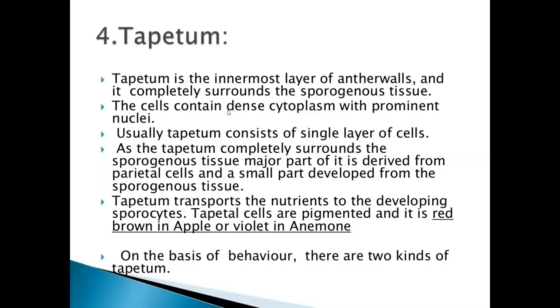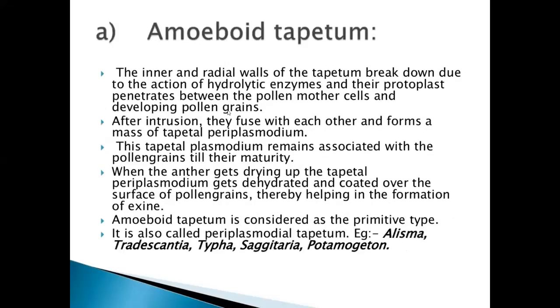The tapetal cells are pigmented. The main function of the tapetum is to give nutrients to the developing sporocytes. On the basis of behavior, there are two types of tapetum we observe. The first is the amoeboid tapetum and the second one is the glandular tapetum or secretory tapetum. First, amoeboid tapetum.